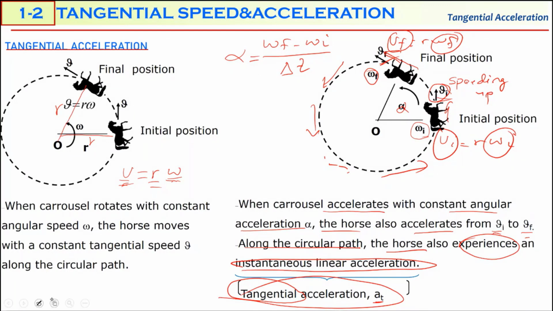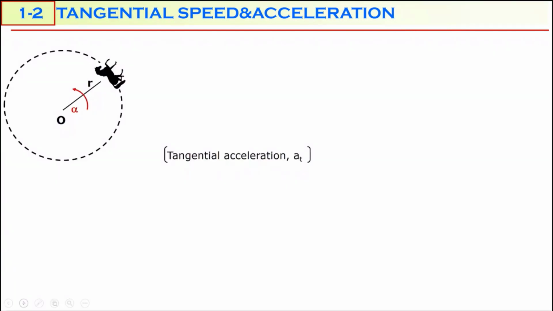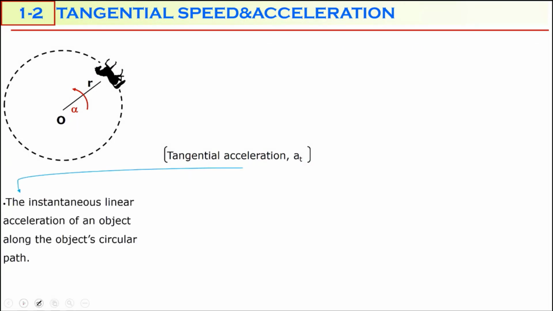Okay, so can we get the equation for this? Yes, we can. First, I will define it. What is tangential acceleration AT? It is defined as instantaneous linear acceleration. Its definition is very similar to tangential speed. Remember, the instantaneous linear speed of an object along the object's circular path is called tangential speed. For acceleration, instead of speed, you write acceleration: the instantaneous linear acceleration of an object along the object's circular path, along this circle, is called tangential acceleration.